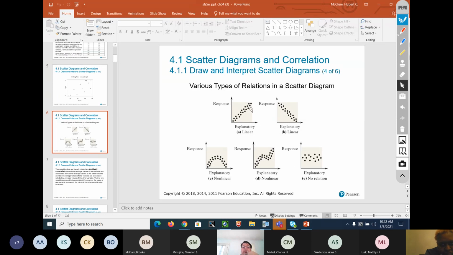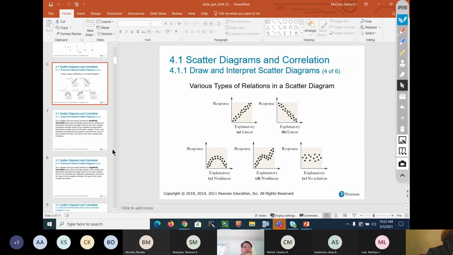182 and 183. There's your perfect positive. That is R equal to 1. This is R equal to -1. This is R equal to 0. Okay, I think there's another one in here. Hold on.